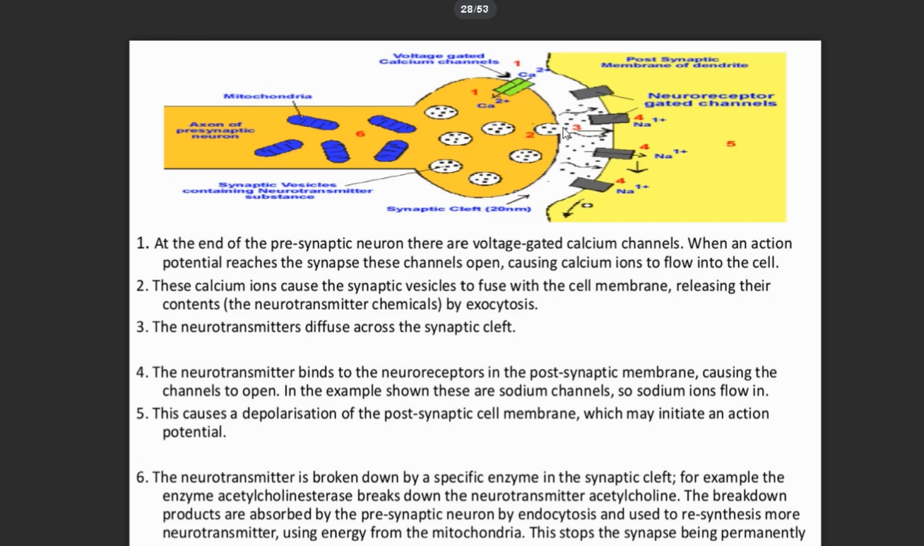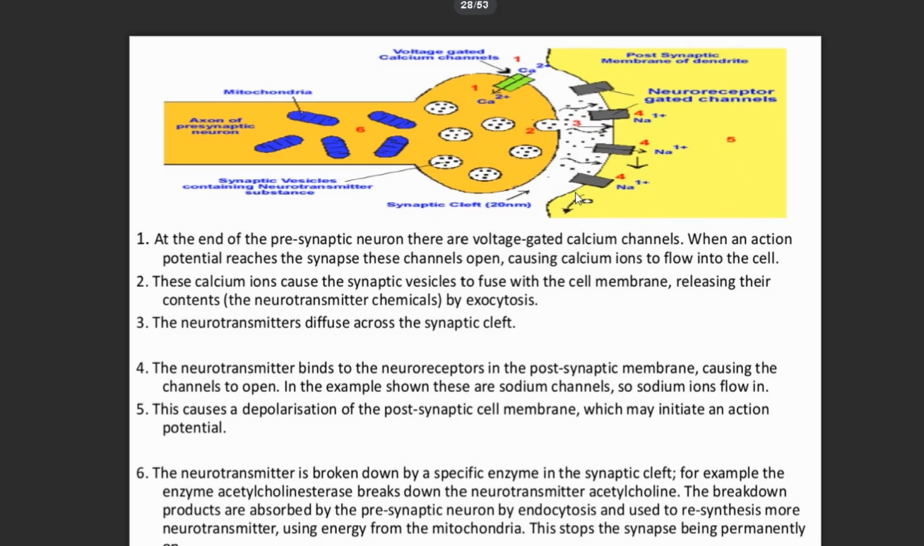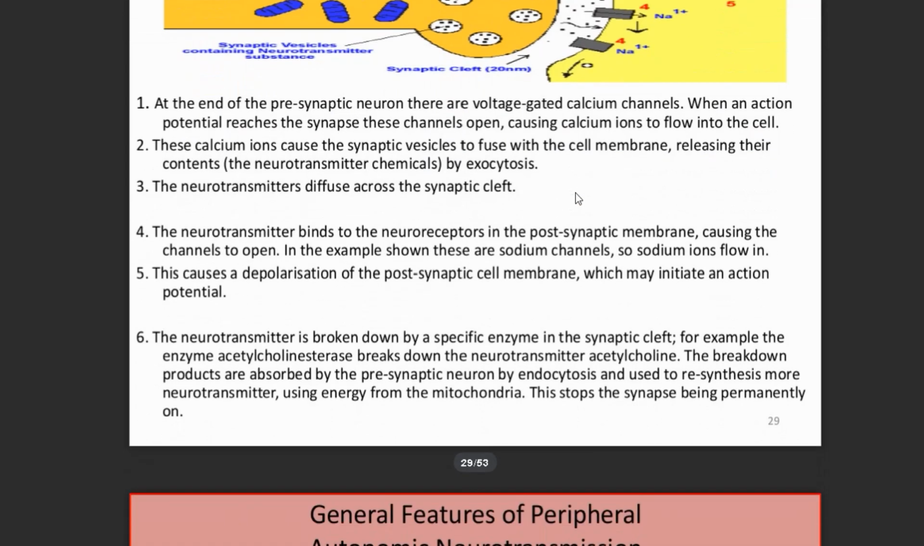When these are fused, the neurotransmitter is released into the synaptic cleft. This will bind to the receptors on the postsynaptic neuron. This again will cause an action potential in the postsynaptic neuron, and the neurotransmitter is rapidly destroyed by enzymes.